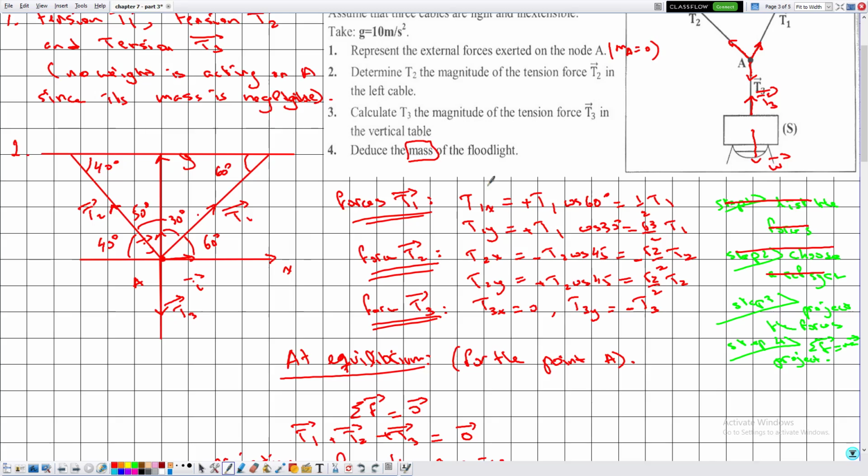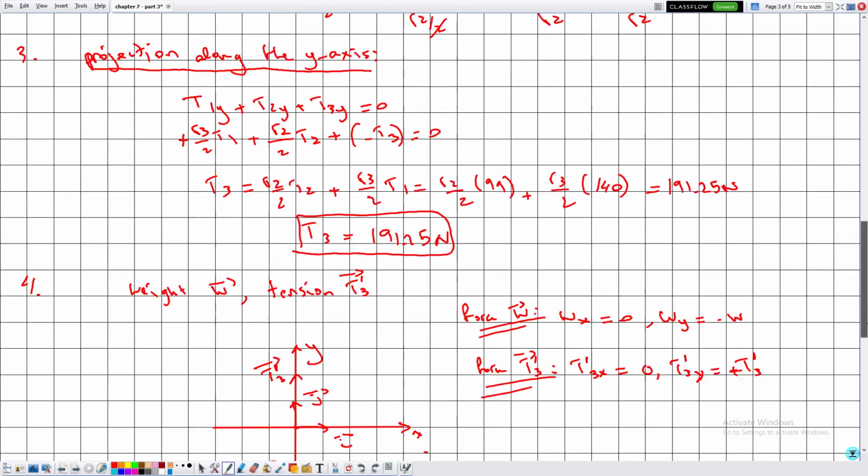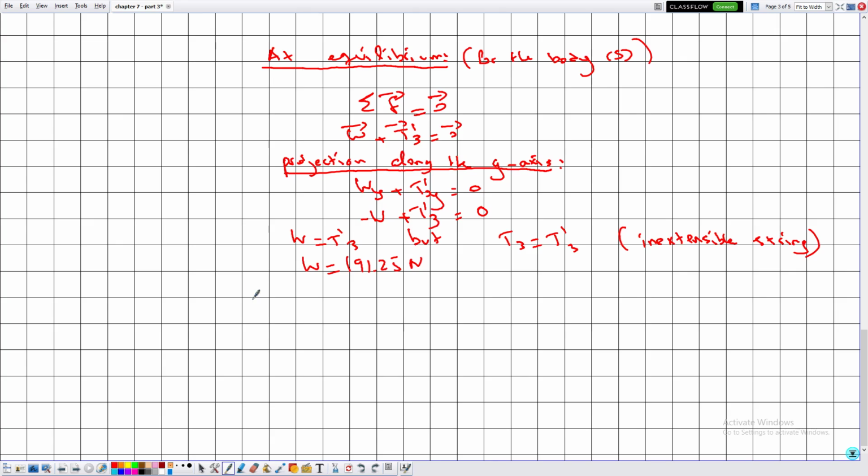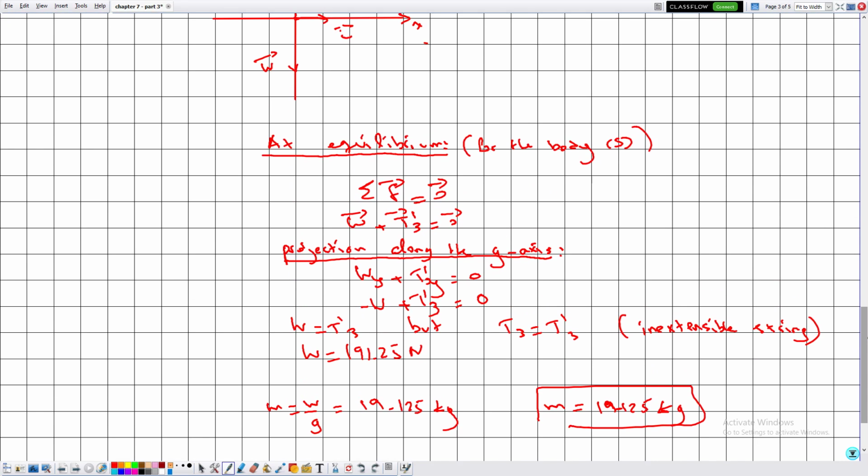Moreover, they are asking me about the mass, and the mass is determined from the weight because M is equal to W divided by g. So this is simply given by 19.125 kilograms. So the mass is given by 19.125 kilograms.